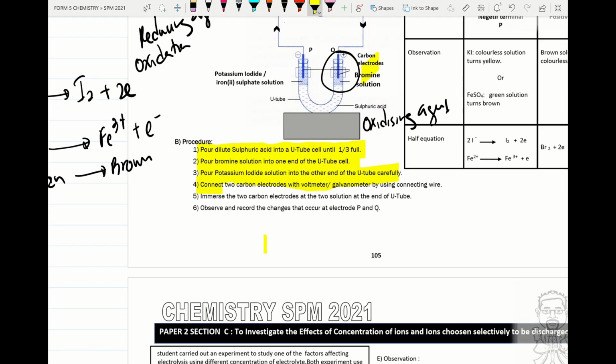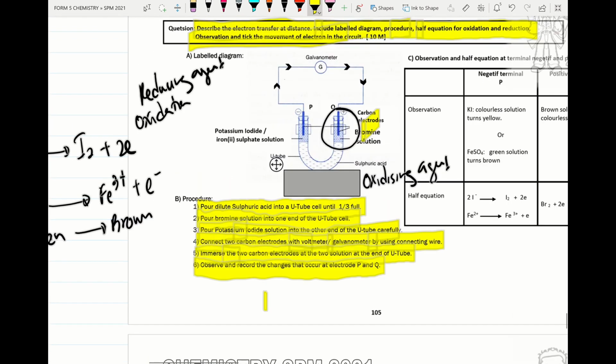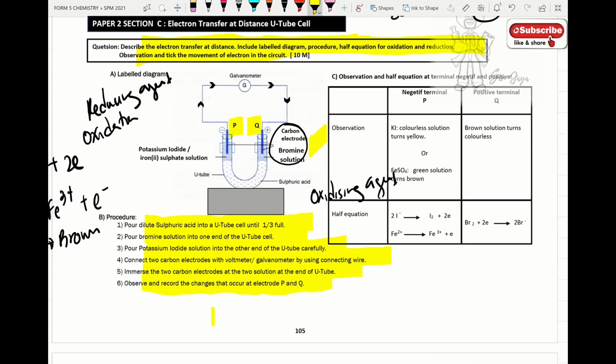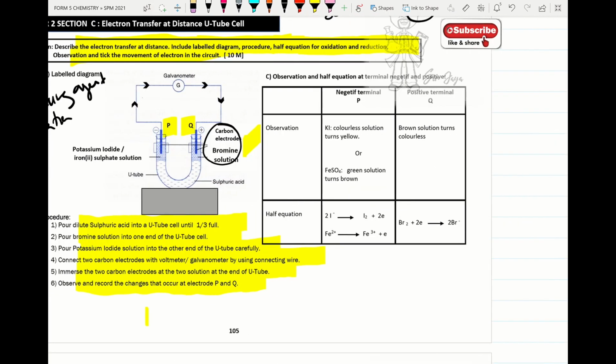Alright, next one, connect the two carbon electrodes with voltmeter or galvanometer by using connecting wire. Okay, immerse or dip the two carbon electrodes in the two solutions at the ends of the U-tube cell. Alright, observe and record the changes that occur at electrode P or electrode Q. So label here electrode P, electrode Q. So next we try to do observation. So observation, if I use KI solution, colorless solution turns yellow or brown color. Alright, so here bromine solution, brown color turns colorless. Alright, so here iron(II) sulfate solution, green color solution turns brown.